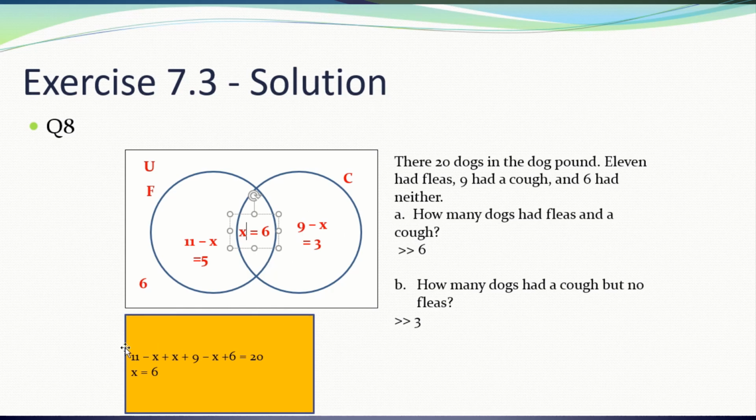So how to find the answer? 11 minus X plus 9 minus X plus 6. Or if you don't want the plus 6, also can, but then this will be 14. Plus 6 means the total equals 20.